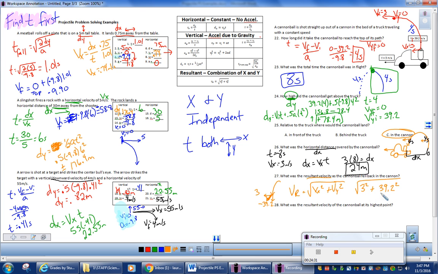So 3 squared and 39.2 squared, the square root of that. Go ahead and try it out in your calculator. Should come up with 39.31 meters per second. When that ball comes down, it is going down. So we do want to apply that negative to our answer.